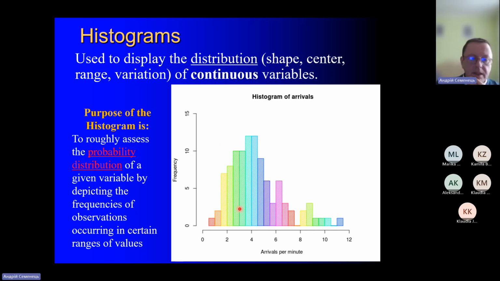In this case, it's why we are talking about probability distribution. It's a probability distribution because it depicts the probability that items happen.